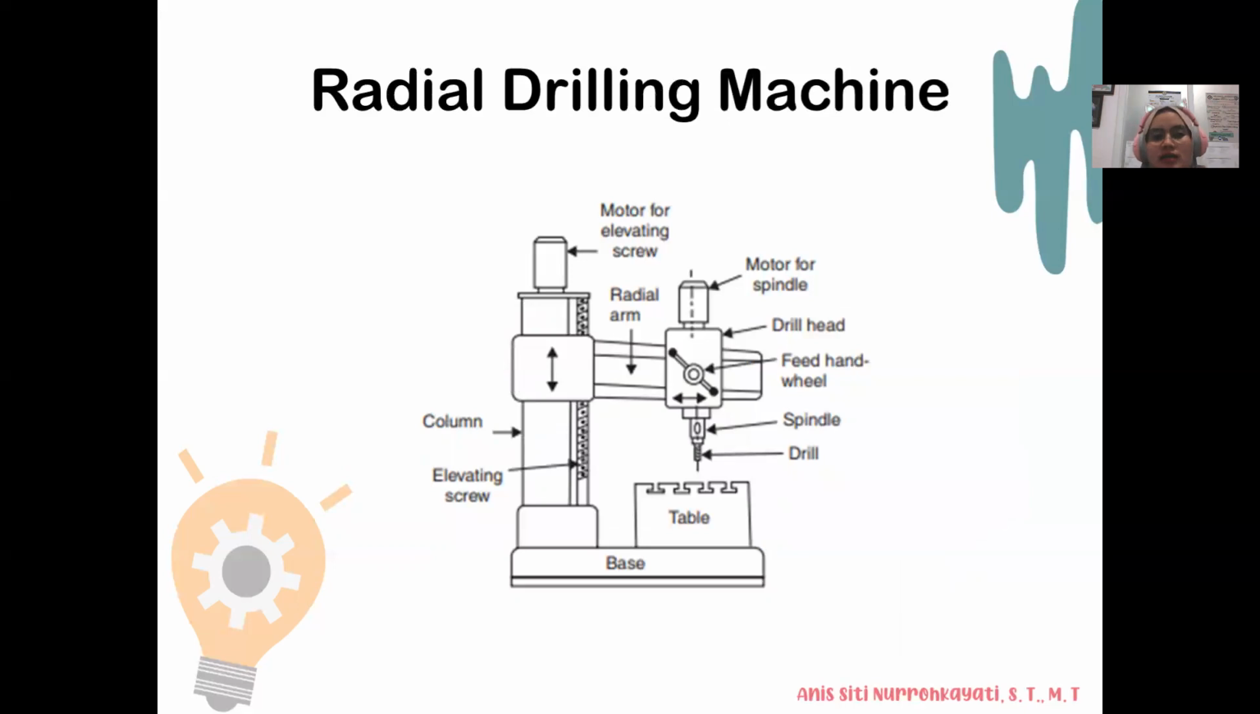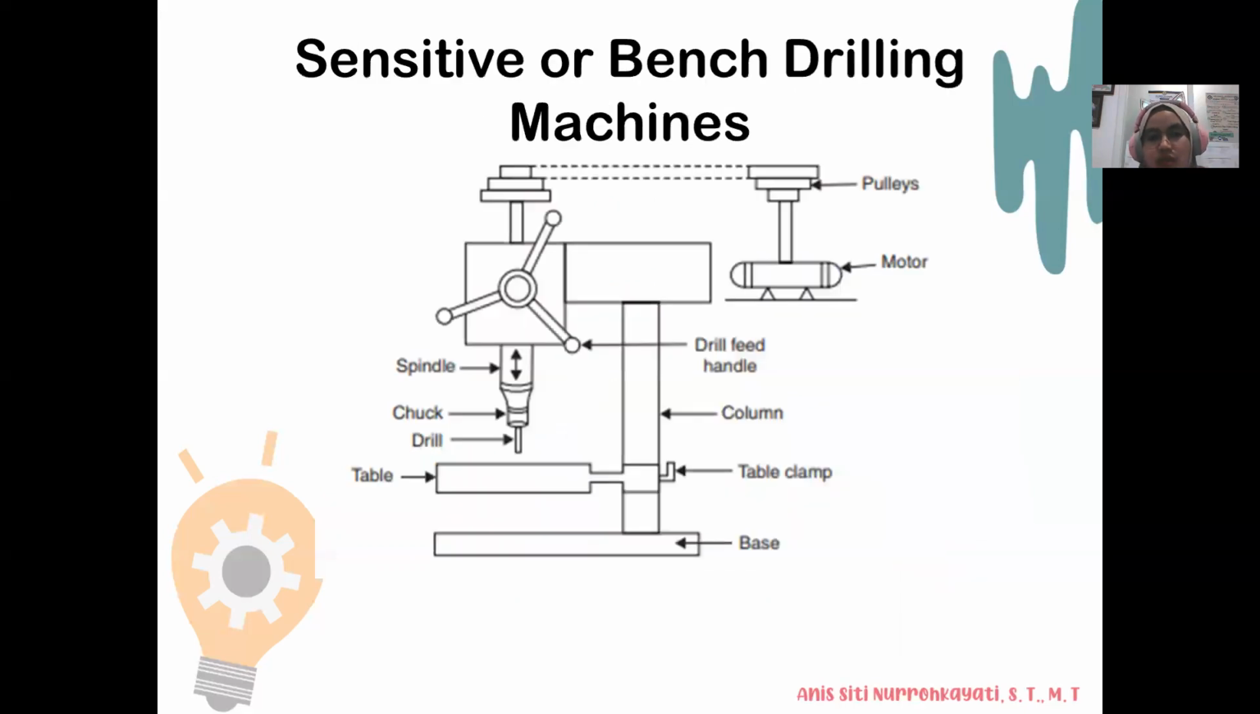This is the picture of the types of drilling. This is the picture for sensitive or bench drilling machines. They have a spindle, chuck, drill, table clamp, base, and drill feed handle. The drill feed handle is what we use our hand to operate the drill machine. This is the pulleys and motor.